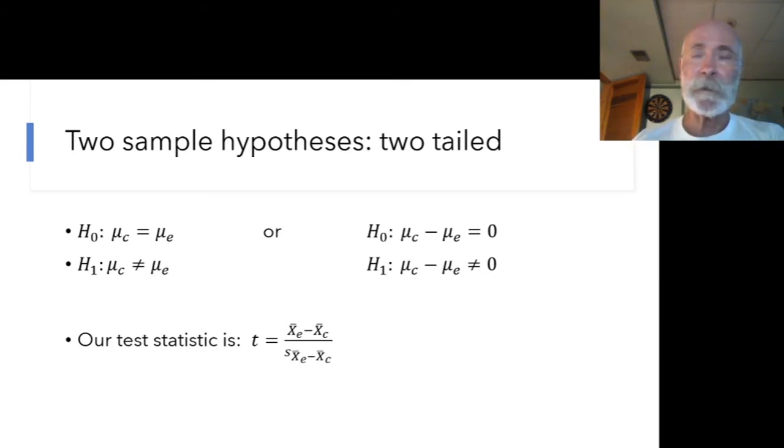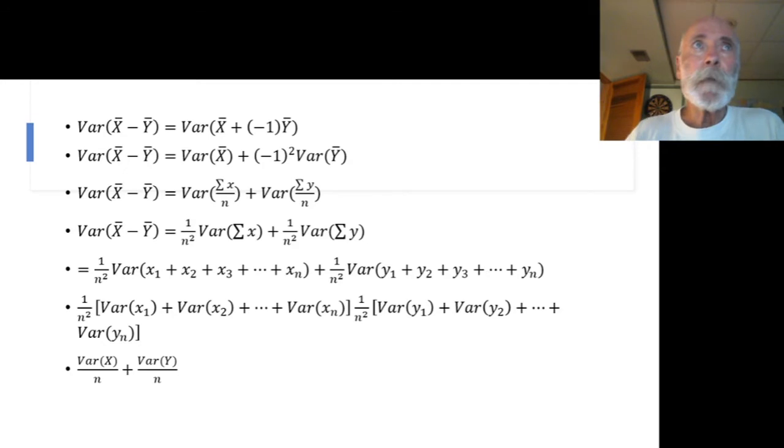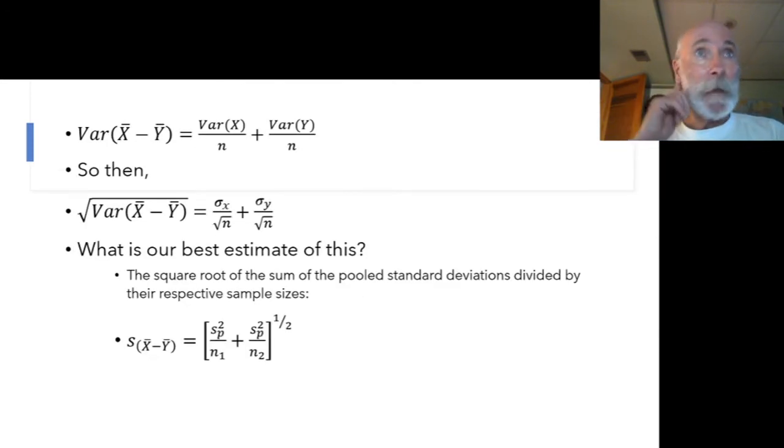And then our test statistic is simply x sub e minus x sub c divided by the standard deviation of the difference between those means. And here you can review this at your own leisure. But here's the proof for how we get to our computational form for the standard error of the difference between those two means. And then, of course, the question becomes, what then is our best estimate of that?